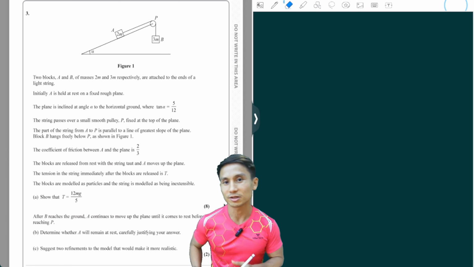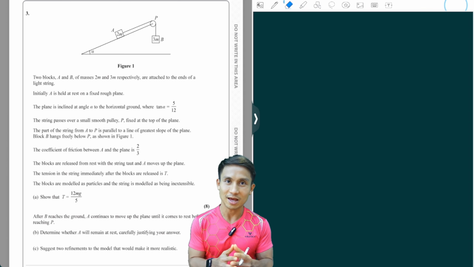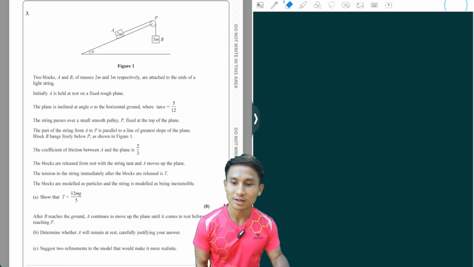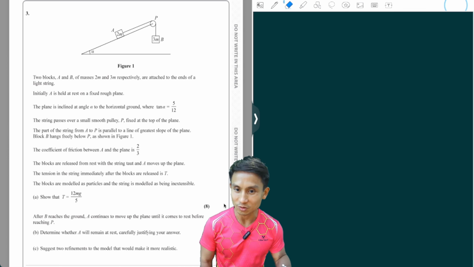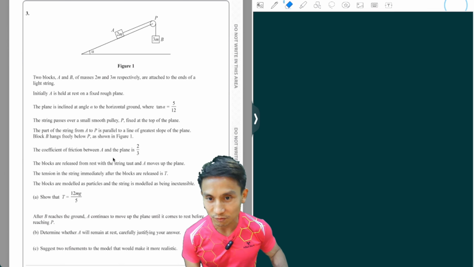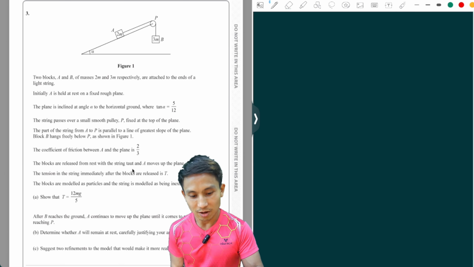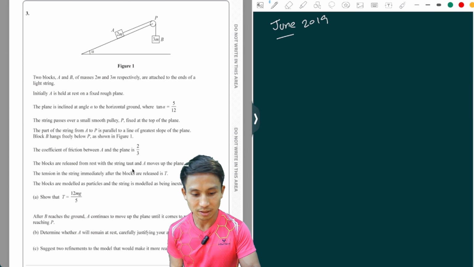So, you just do force diagrams for A and B, and then you just solve for the tension. And you probably will get also acceleration. If they haven't given you the acceleration, maybe you need to solve for one as well, but let's see how it goes. So now let's have a look at both objects. Let me write down June 2019. This is question 3, part A.